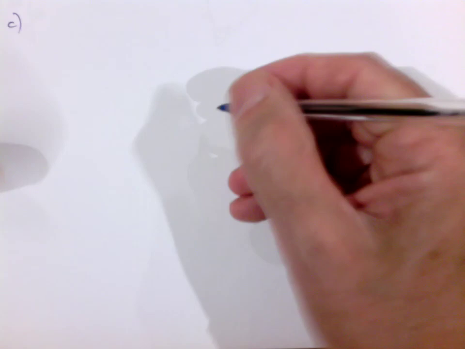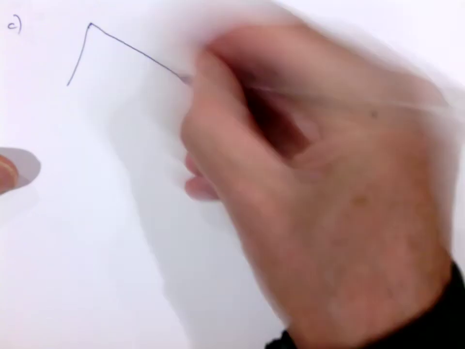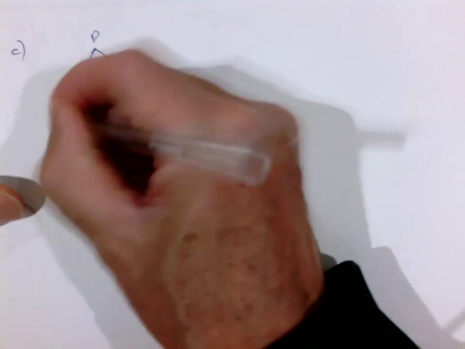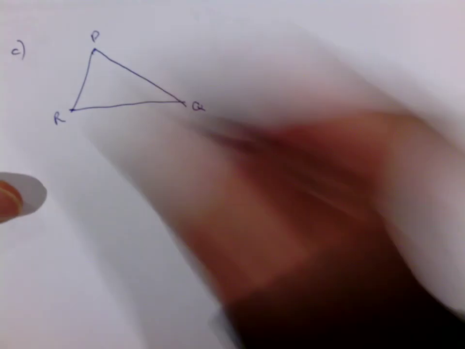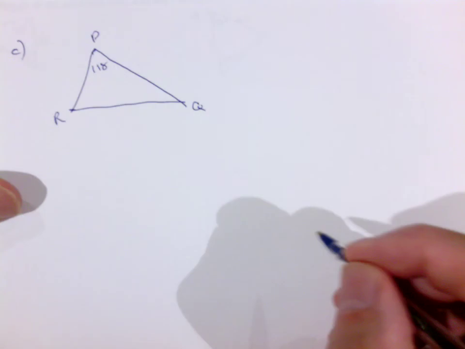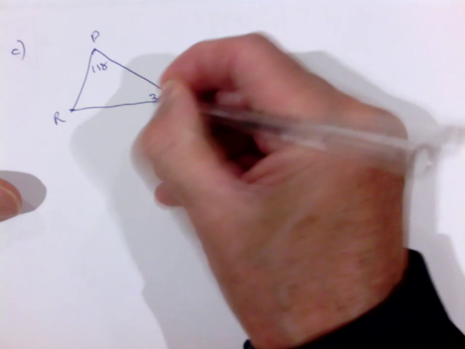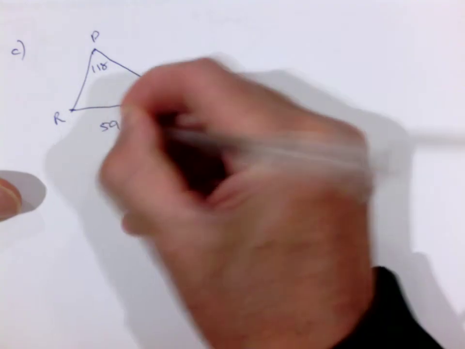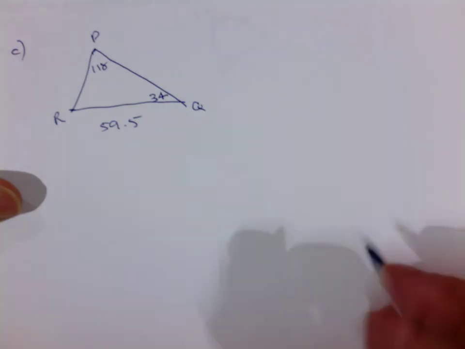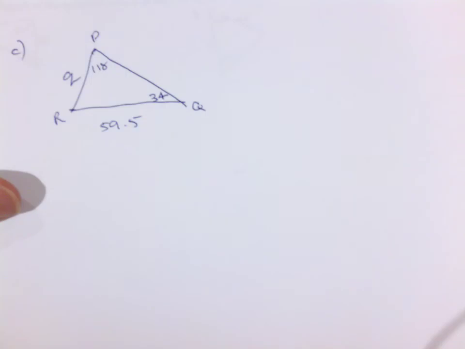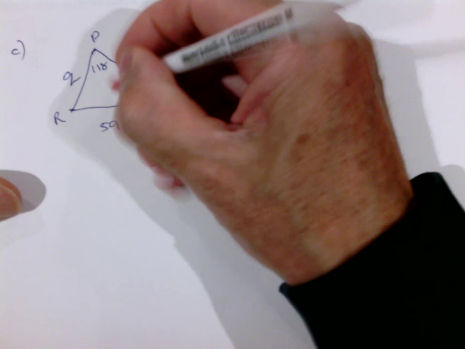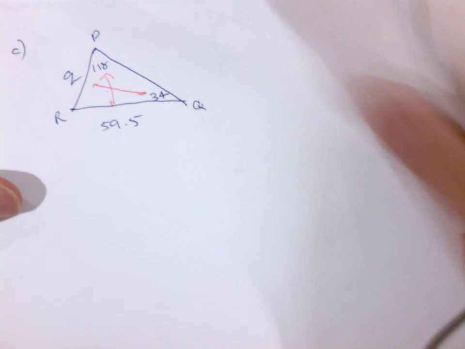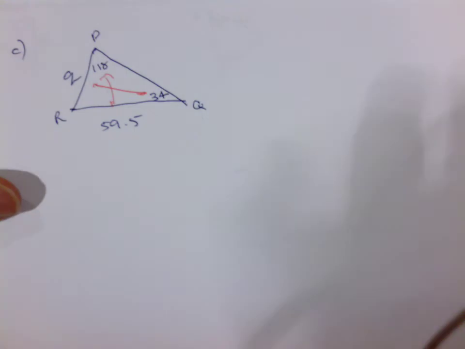If you're noticing there in your booklet, so it's triangle PQR. And it tells me that angle P is 118. It tells me that angle Q is 34. It tells me that p is 59.5. And q is what I've got to find. Right. So we've got 4 elements with 1 bit missing. So we can use the sine rule again, of course.